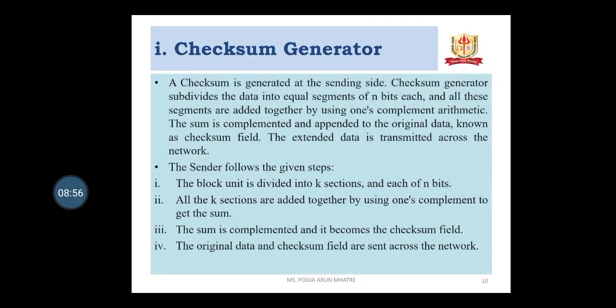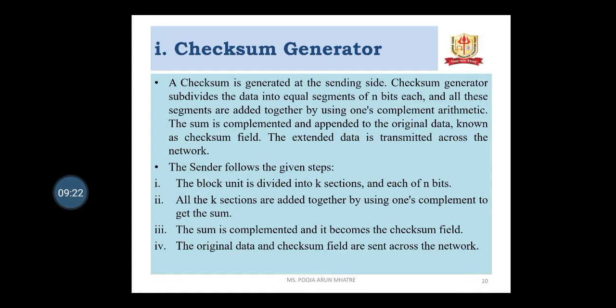Checksum generator. A checksum is generated at the sending side. The checksum generator subdivides the data into equal segments of n bits, and all these segments are added together using one's complement arithmetic. The sum is complemented and appended to the original data, known as the checksum field. The extended data is transmitted across the network.